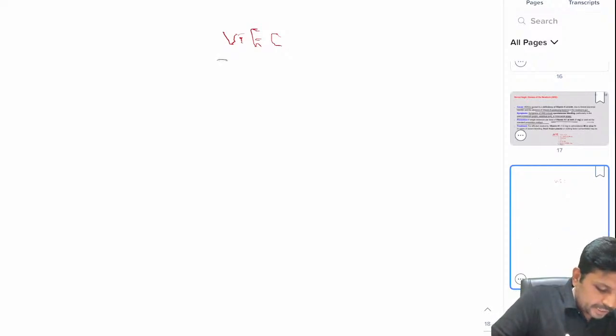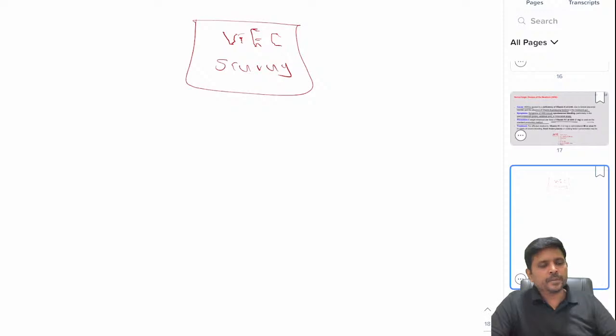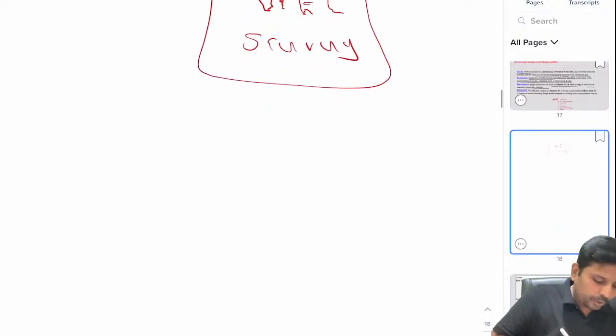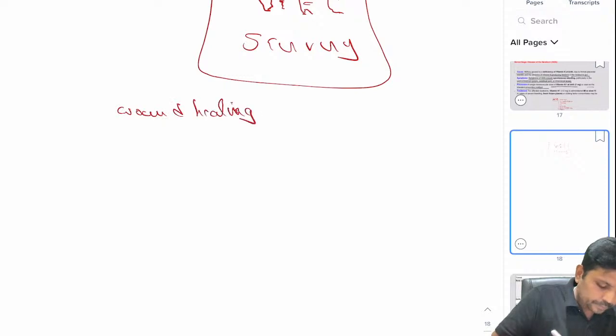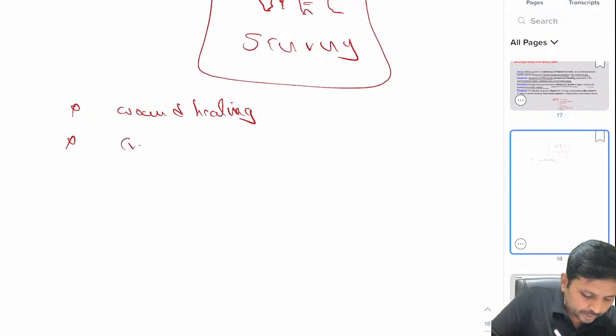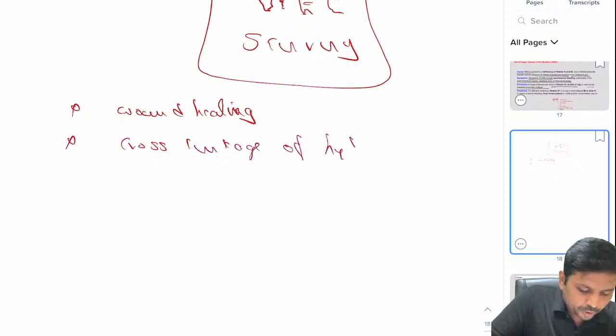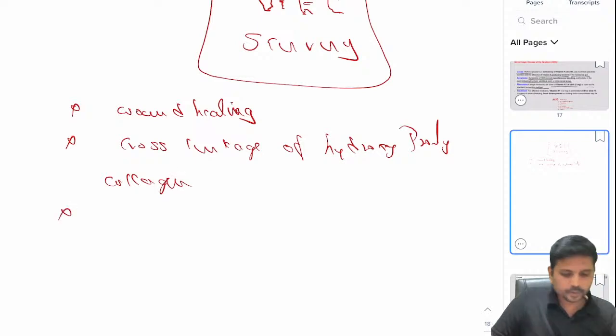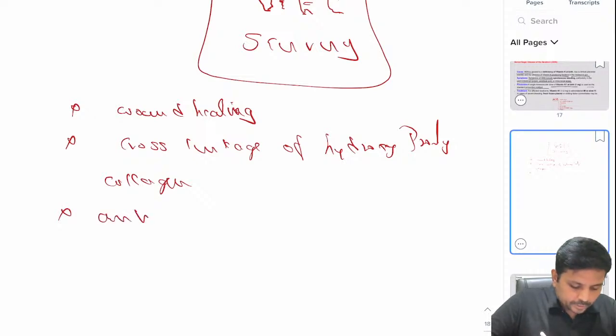Now vitamin C, the deficiency is otherwise known as scurvy. What is the role of vitamin C? One is wound healing. Second one is cross linkage of hydroxyprolyl residues of collagen. Cross linkage, and also it is an antioxidant.